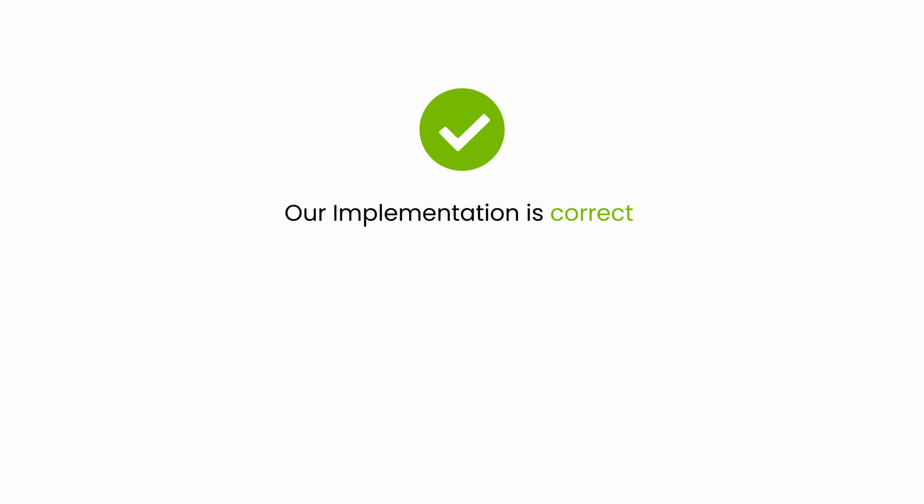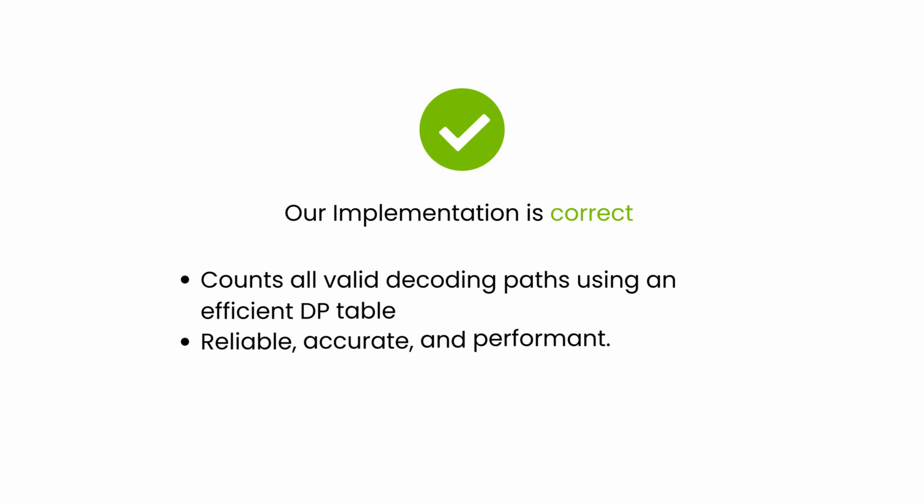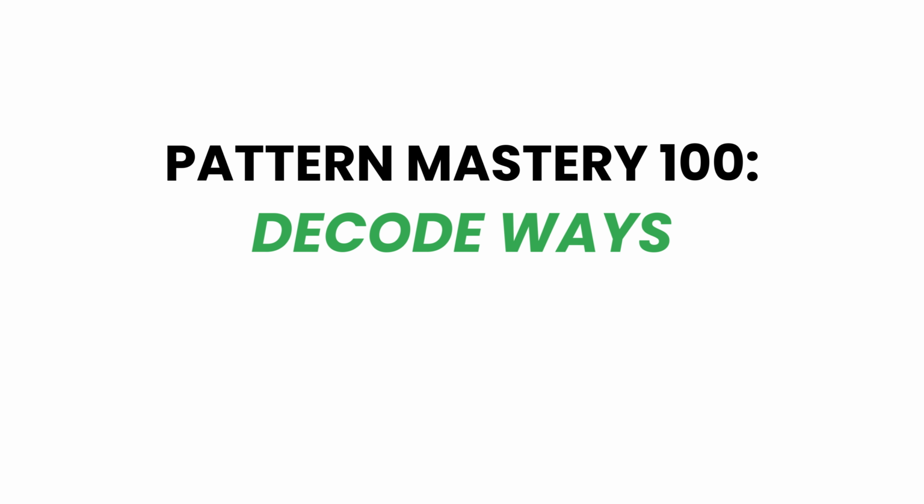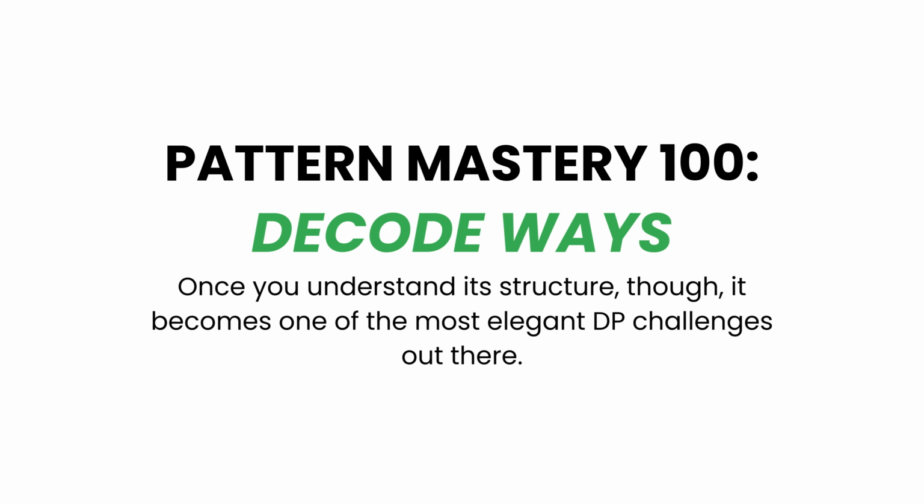Wrap up. So, our implementation is correct. The algorithm successfully counts all valid decoding paths using an efficient DP table, reliable, accurate, and performant. Decode ways. Let's do a recap. So, how do you turn a string of numbers into letters, and how many ways can you do it? Decode ways is one of those deceptively simple dynamic programming problems that really tests your logic under pressure. Once you understand its structure, though, it becomes one of the most elegant DP challenges out there.